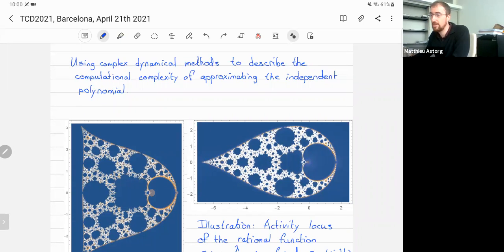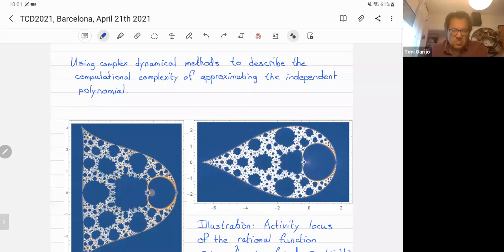So it's my pleasure to introduce Anne Peters from the University of Amsterdam. And this talk is titled Using Complex Dynamical Methods to Describe the Computational Complexity of Approximating the Independence Polynomial.